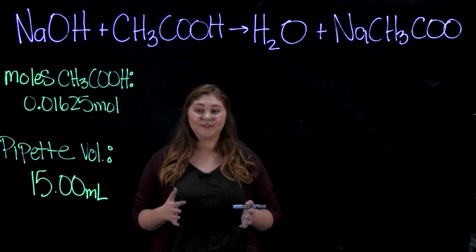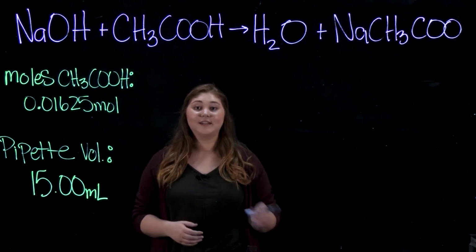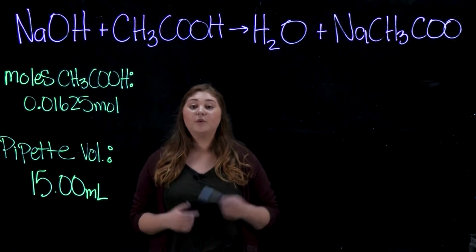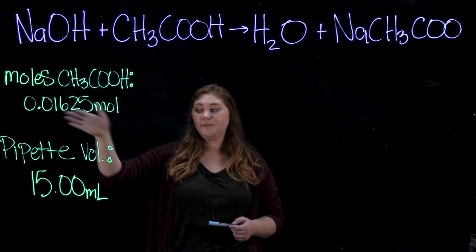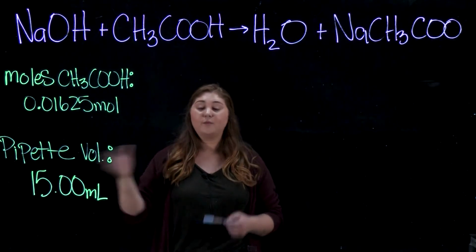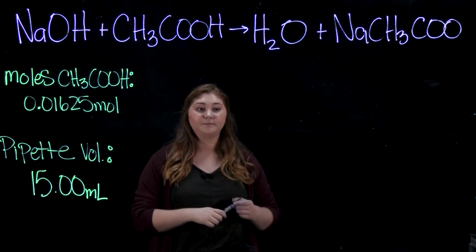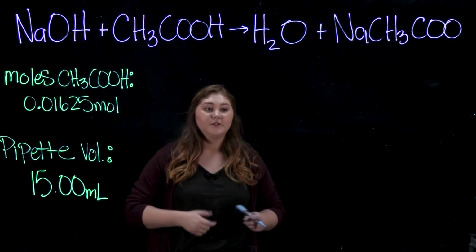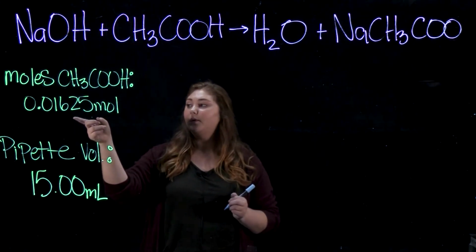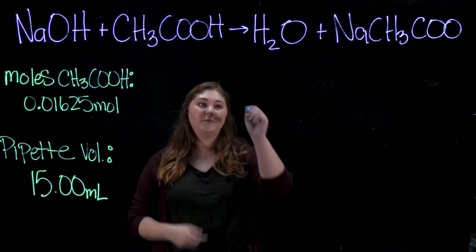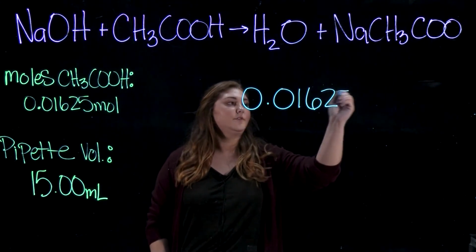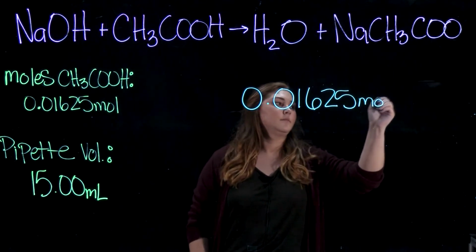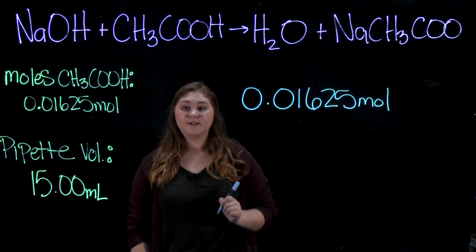Finally, we can calculate the concentration of acetic acid in our vinegar solution. We'll do this using the moles of acetic acid, which we previously calculated, and the volume of our pipette, which would be the volume of our vinegar sample. To do this, we would divide our moles of acetic acid, which is 0.01625, by the volume of our sample.